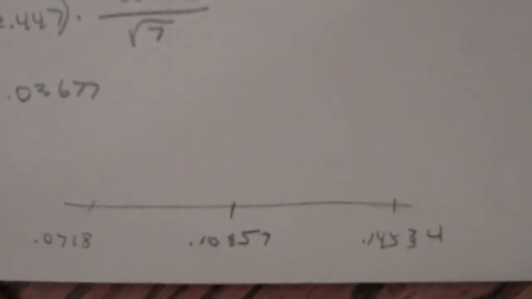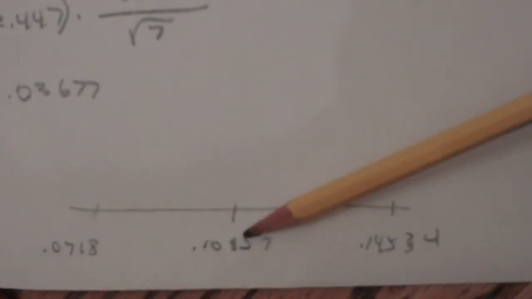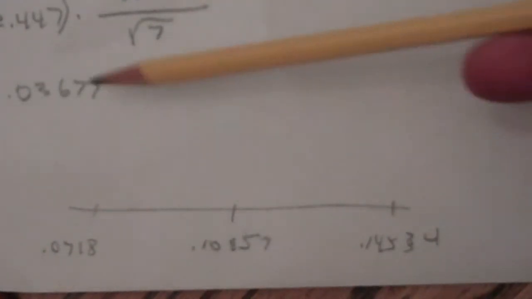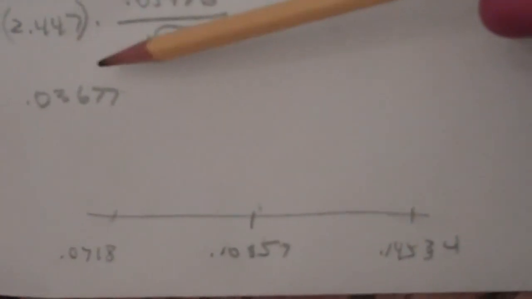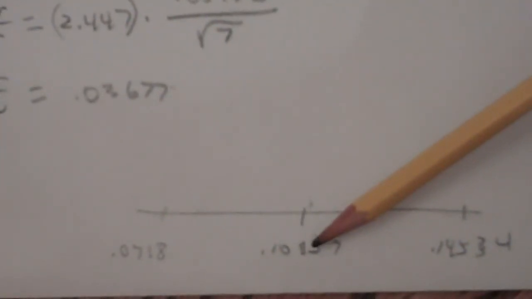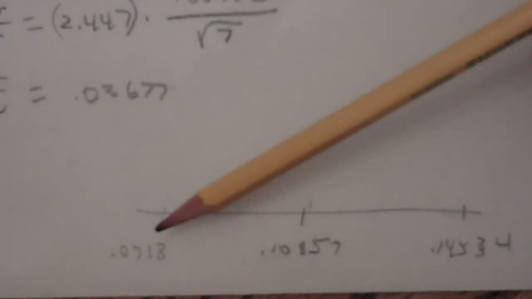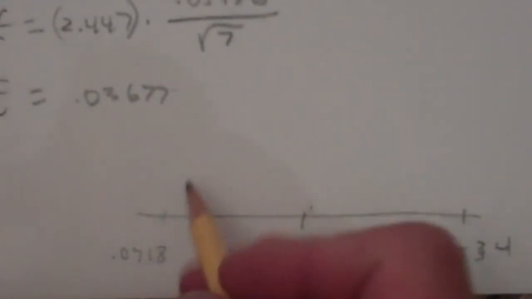So here is our sample mean, 0.10857, and we're going to add the error, that much, to that, and it gets this value right here, 0.154534. And we're going to take this value again and subtract our error. Take this amount, subtract that from our mean, and that'll take us down here to our lower bound, 0.0718. And this is our confidence interval.